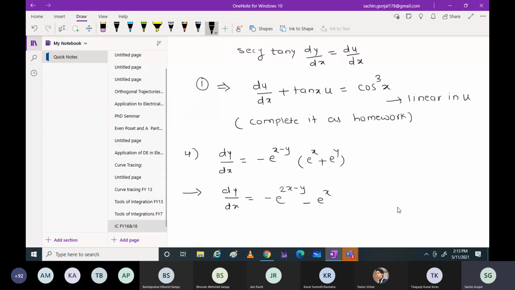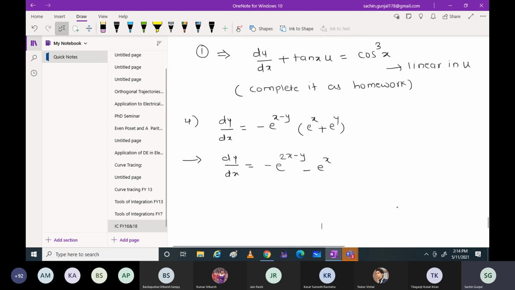Any smart answer to this? How do you reduce it to linear? Anybody? Sir, e to the power x minus y. Okay, let me give you a hint and then we'll stop. So idea is multiply by e raised to y throughout.